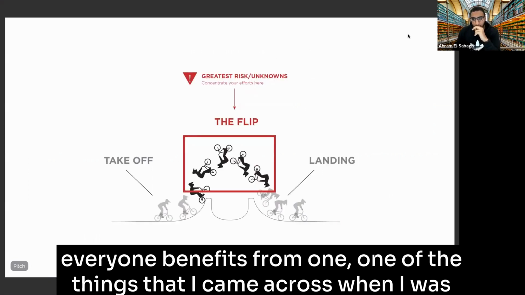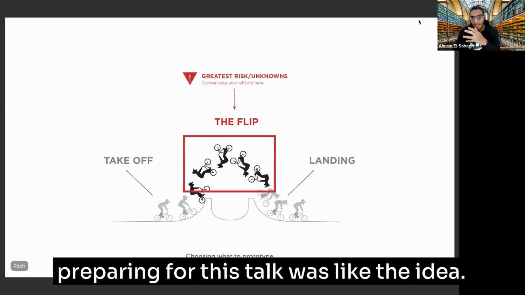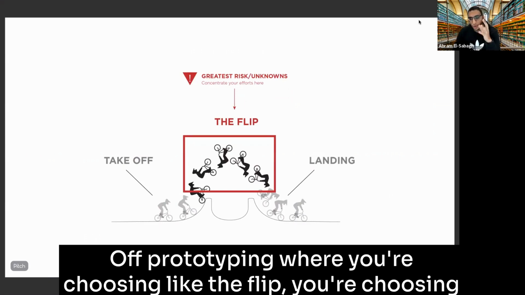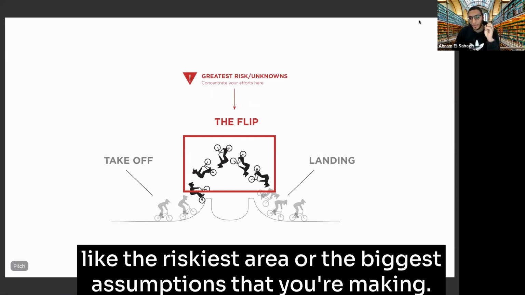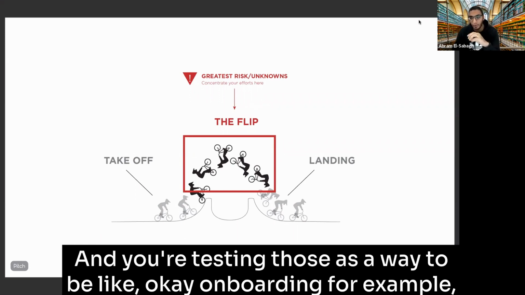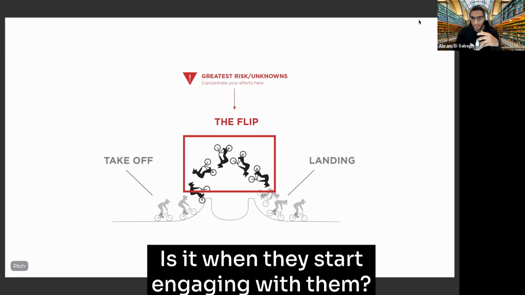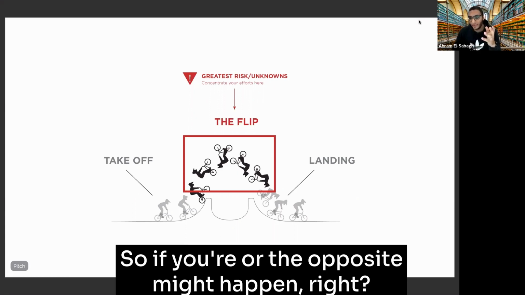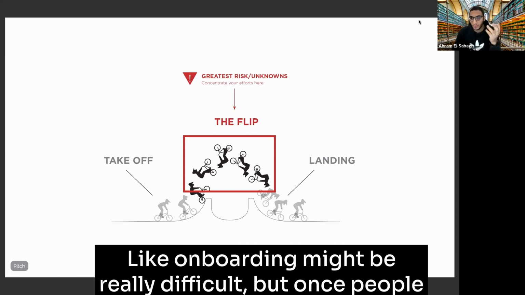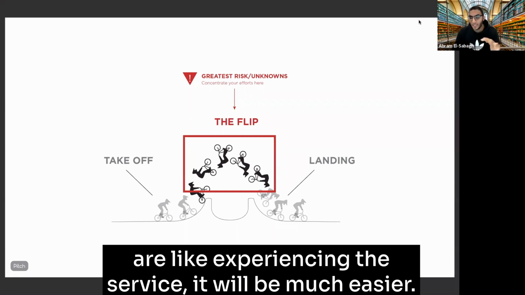One of the things that I came across when I was preparing for this talk was the idea of prototyping where you're choosing the riskiest area or the biggest assumptions that you're making, and you're testing those. For example, onboarding people across to this service might not be very difficult, but what will be really difficult is when they start engaging with it. Or the opposite might happen, right? Onboarding might be really difficult, but once people are experiencing the service, it will be much easier.